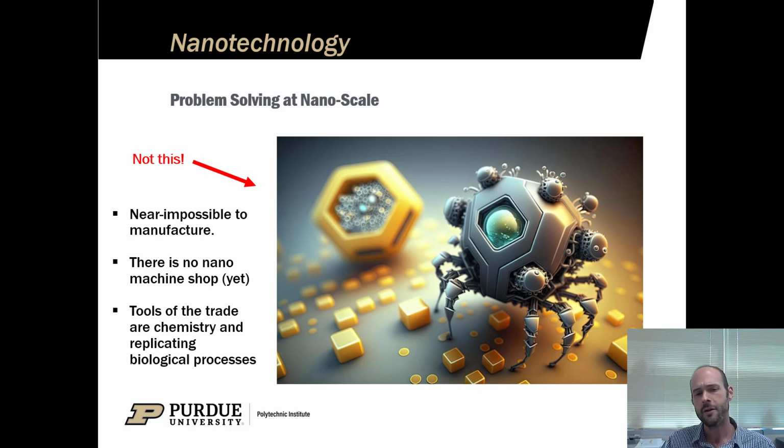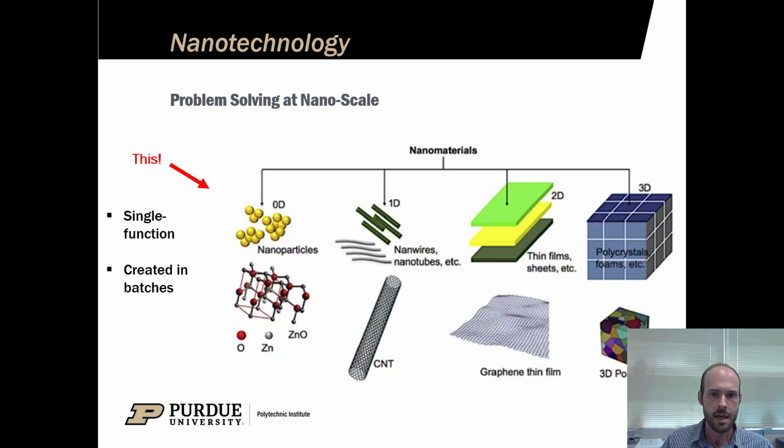But the actual creation of nanotechnology uses tools that we're not so familiar with visually, that we don't interact with our hands. The tools are chemistry and replicating biological processes that we possibly couldn't even replicate ourselves with our own tools, but since we're able to harness some of these biological elements, we can create nanoscale materials.